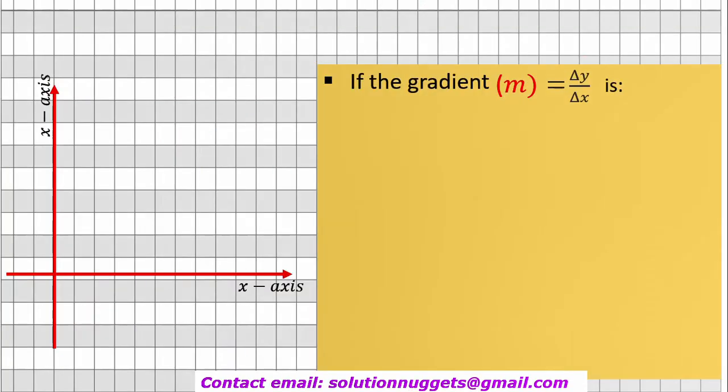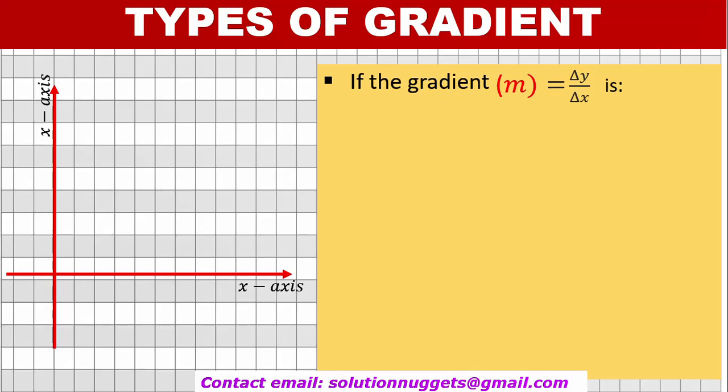Types of gradients. In this demonstration, I'm going to show you the different types of gradients using a Cartesian plane. Follow along closely to learn the differences. Zero gradient, represented by a horizontal line, indicating no slope or the change in y is 0 while change in x is positive.